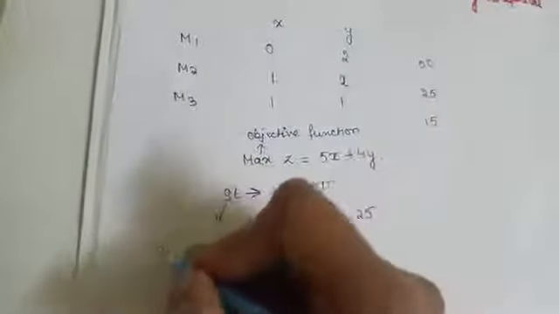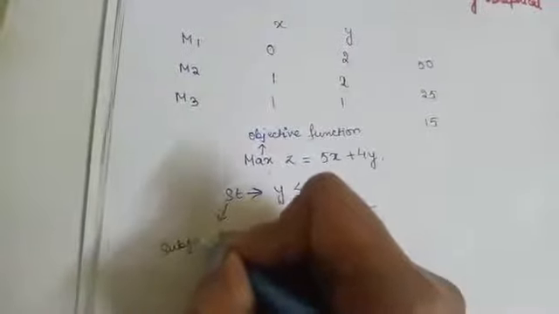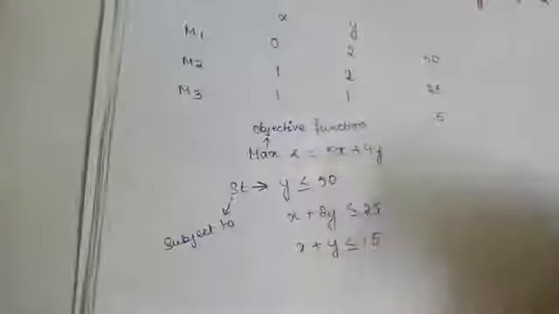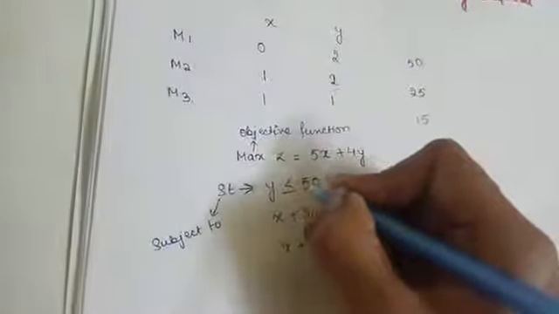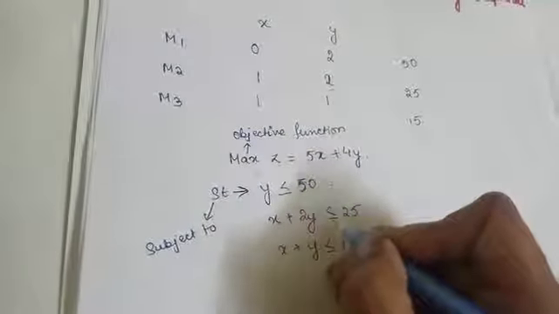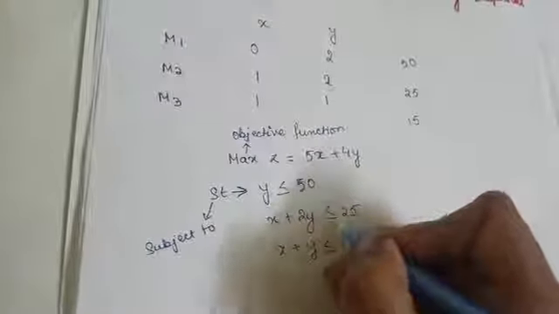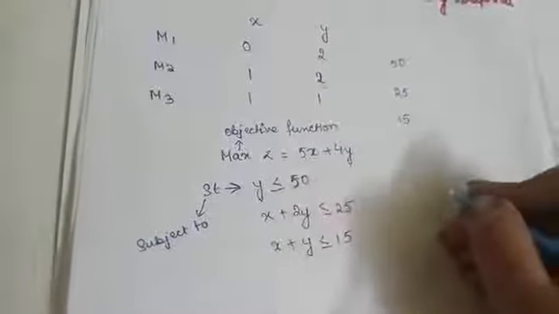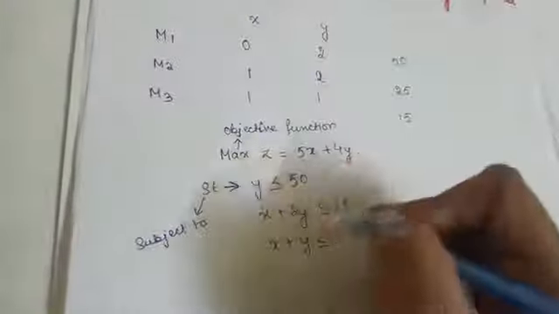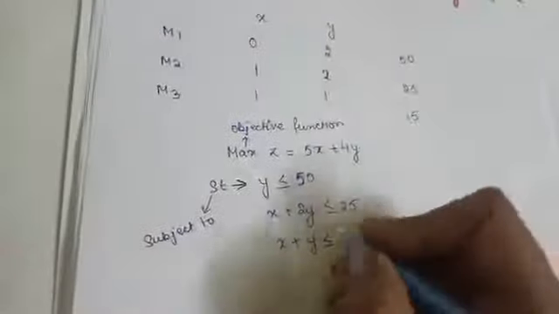Subject to. This is known as subject to, ST. y less than equal to 50. Why have I used the less than sign? Because it is max. For min it should be greater than equal to. I have explained this in the previous video as well.